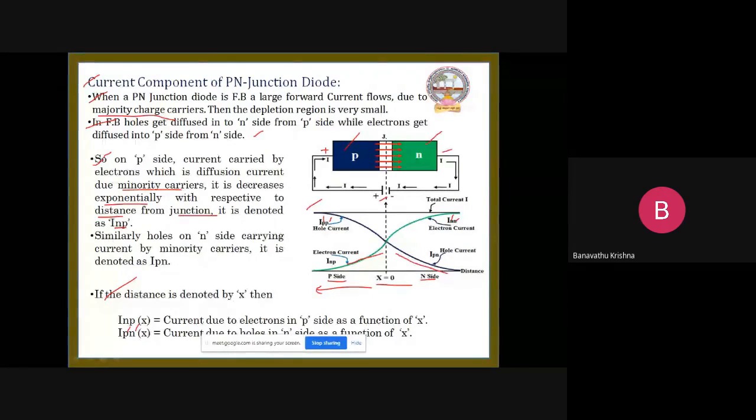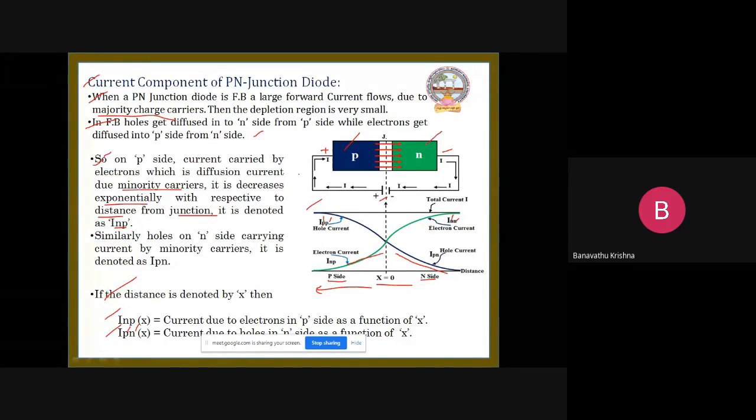So this is the minority charge carrier current I_n. I_n means electron current on the p side, that is, current due to electrons in the p side as a function of x. Similarly, hole current in the n side, current due to holes in the n side as a function of x. So this is the complete overview of this particular slide.